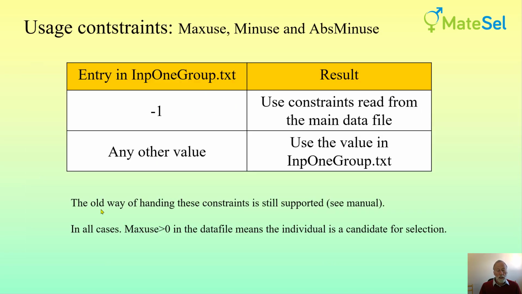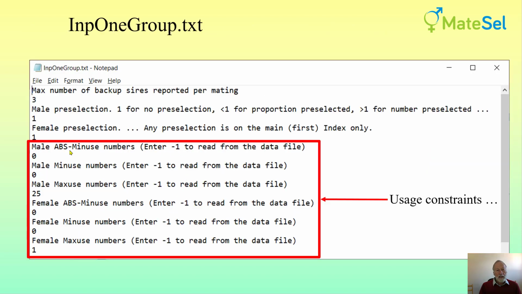And just 2 points here. The old way of handling this is still supported, and that is switched on in MateCell by not having a -1 in this particular line here. So using this line as it is supplied in MateCell, don't edit it to take out that -1. Otherwise, you would get the old way of reading in usage constraints, and you can read about that. It's still in the manual.